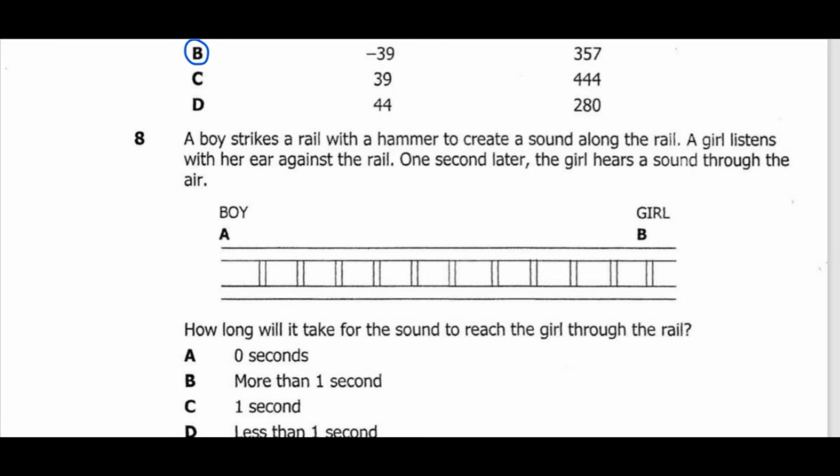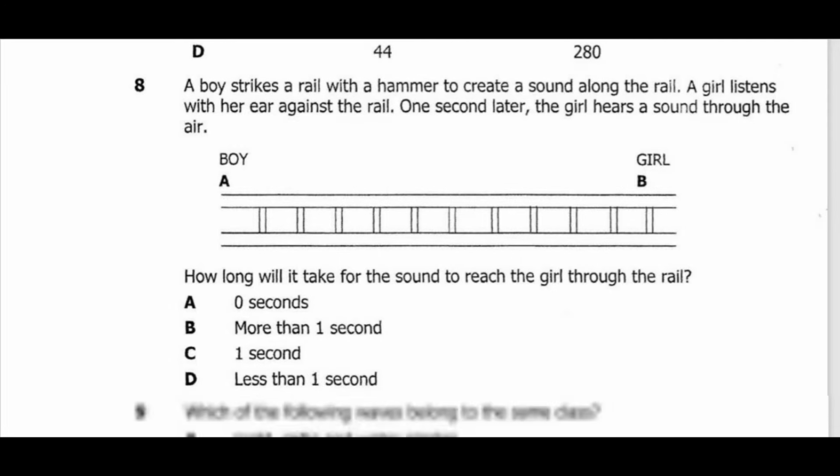A boy strikes a rail with a hammer to create a sound along the rail. A girl listens with her ear against the rail. 1 second later, the girl hears a sound through the air. So after a second, this is when this girl heard a certain sound in air. Now the question is, how long will it take for a sound to reach the girl through the rail?